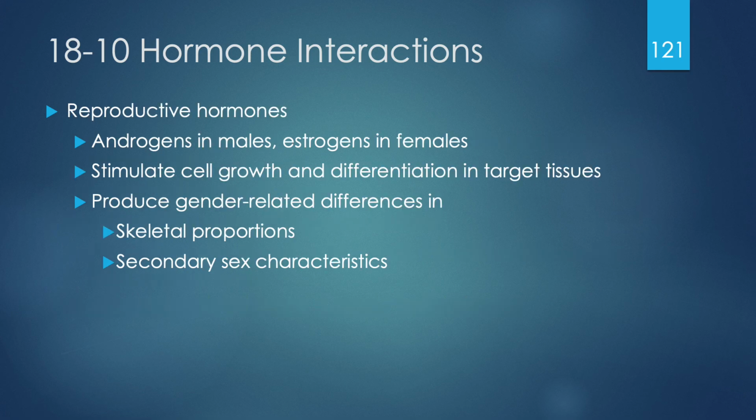The effects of reproductive hormones vary. There are androgens that have a primary role in males and estrogens in females, and these will stimulate cell growth and differentiation in a variety of target tissues. They also produce gender-related differences in both our skeletal proportions, which is why males are typically larger than females, and also why we have secondary sex characteristics that differ from males to females.